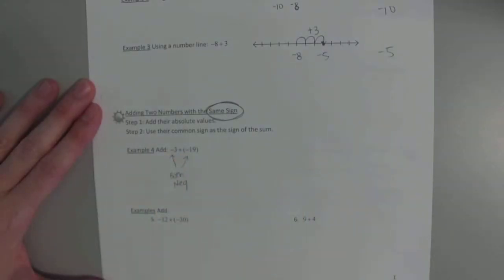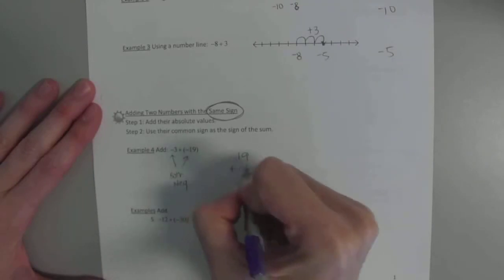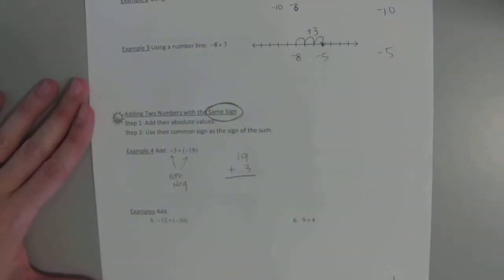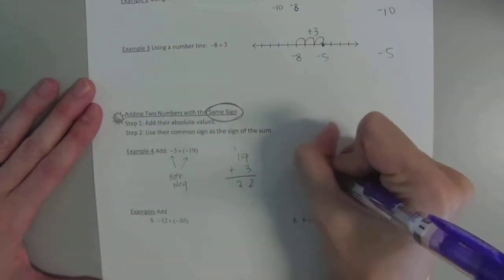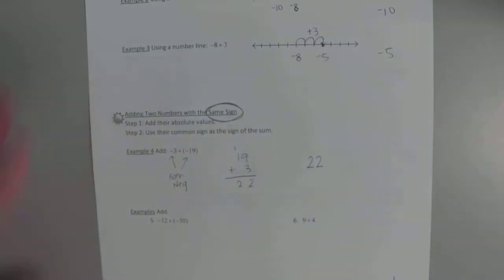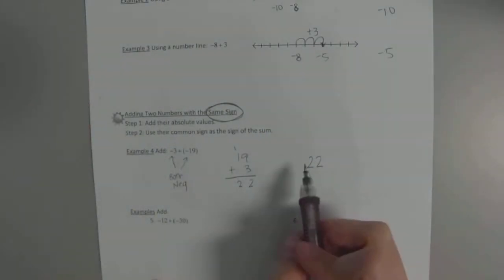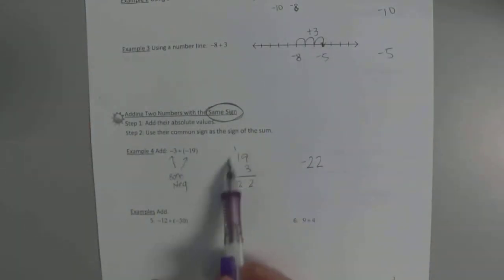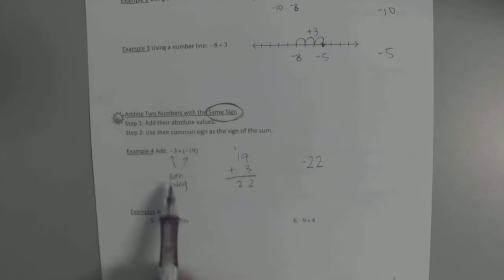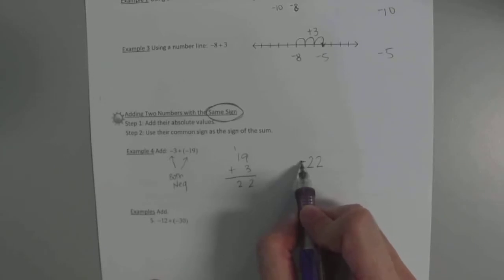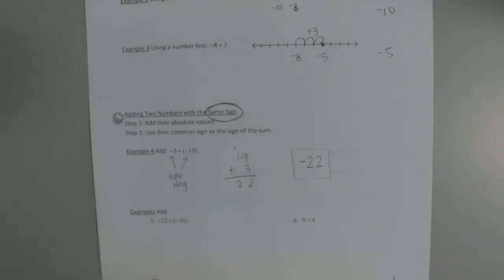So since they're both negative, we're just going to add 19 plus 3. Normal adding. So what's that going to be, 22? Is that okay? Put our 2 down, carry our 1. But our final answer won't be 22. What will it be? Negative 22. Because step 1 says add their absolute values, but step 2 says use their common sign. Since they were both negative, that means my answer must be negative.